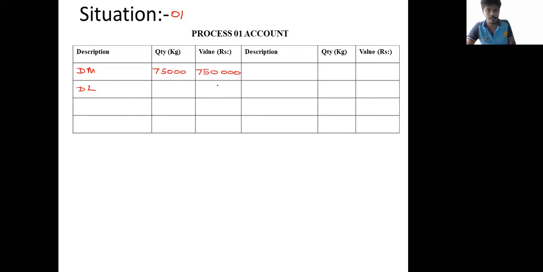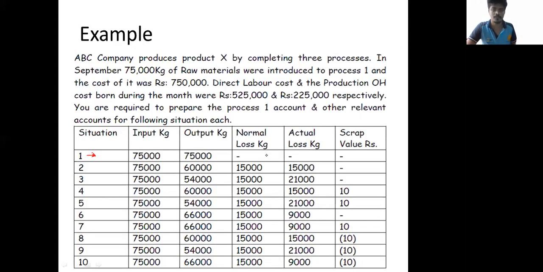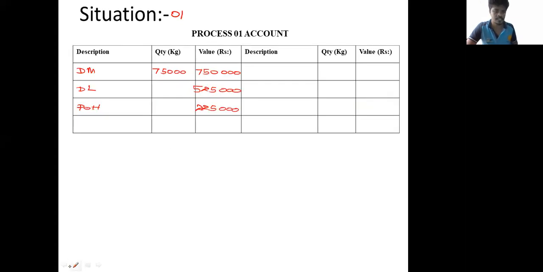Direct labor 525,000, production overheads 225,000. Then in the sum it's saying output is 75,000. In case of process accounts, first of all you need to balance the quantity columns.